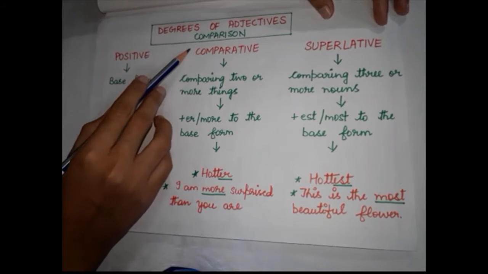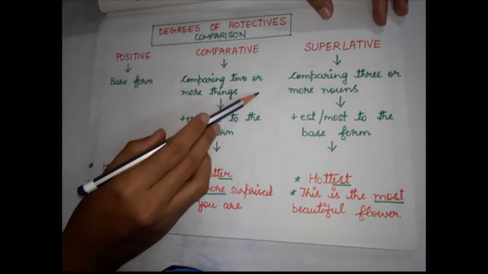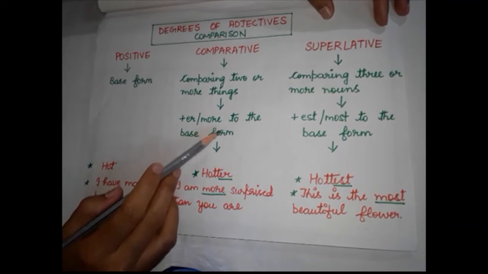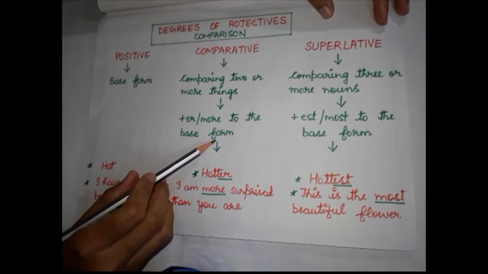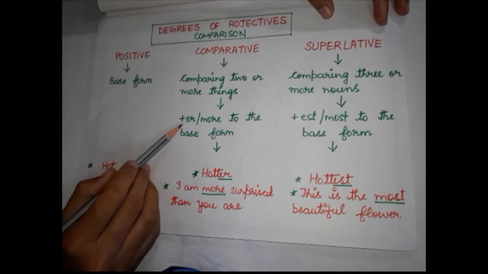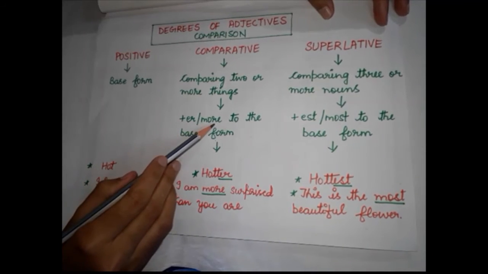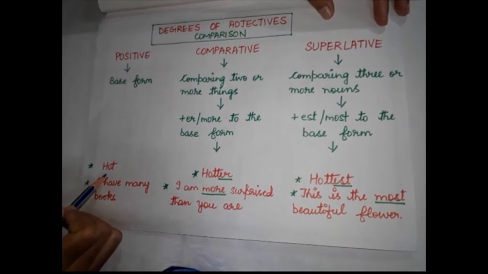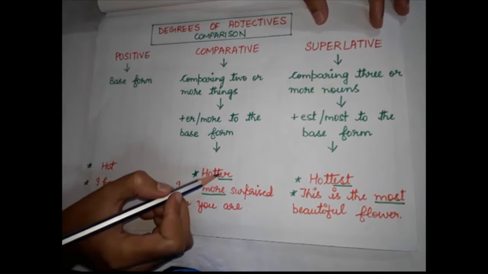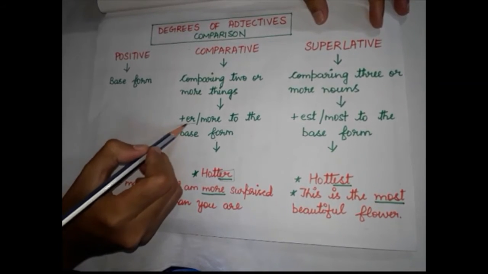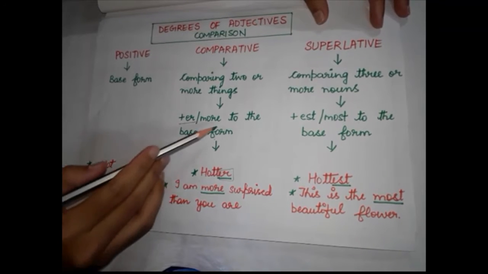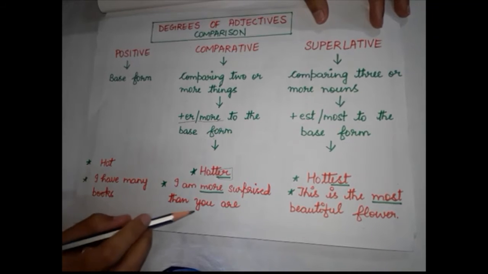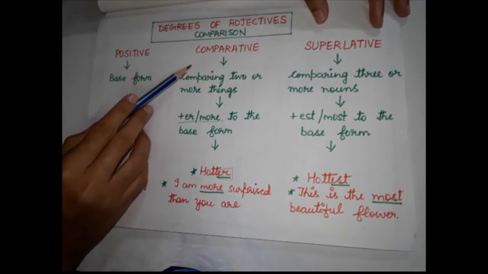And if we talk about the comparative degree, comparing two or more things, that is plus er or more to the base form. That means to the base form we can add er or we can add more with it. Example, hotter. So here the base form was hot, the positive degree, and it will become hotter by adding er to the base. Or more, the example of more is also given over here. For example, I am more surprised than you are. So this is called the comparative degree of adjectives.